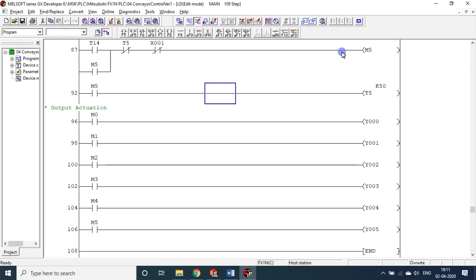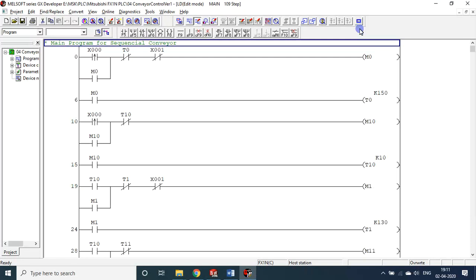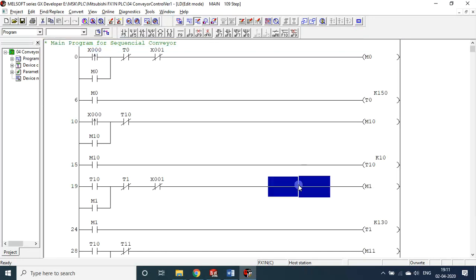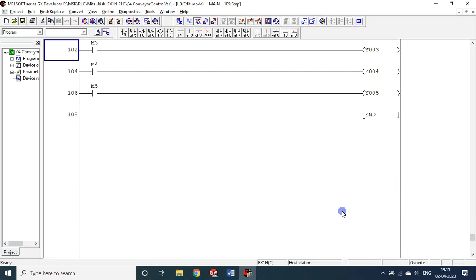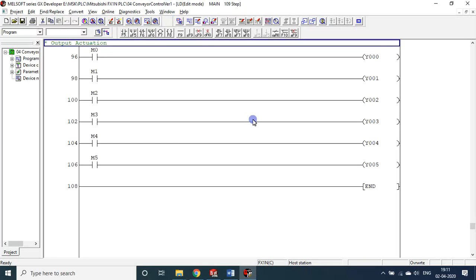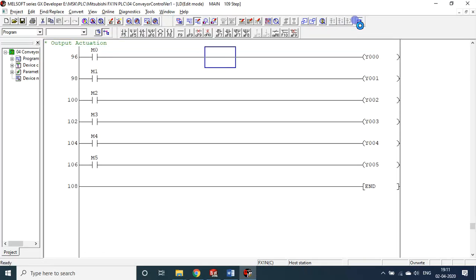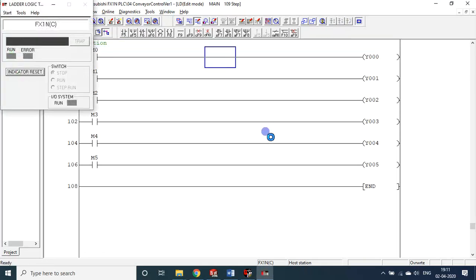Now I'll run the simulation here. Okay, I don't want to see the top. Once I switch on and switch off momentarily the X0, the loop will be running. So we'll see this loop only alone in the simulation. Now I'm switching on the simulation.